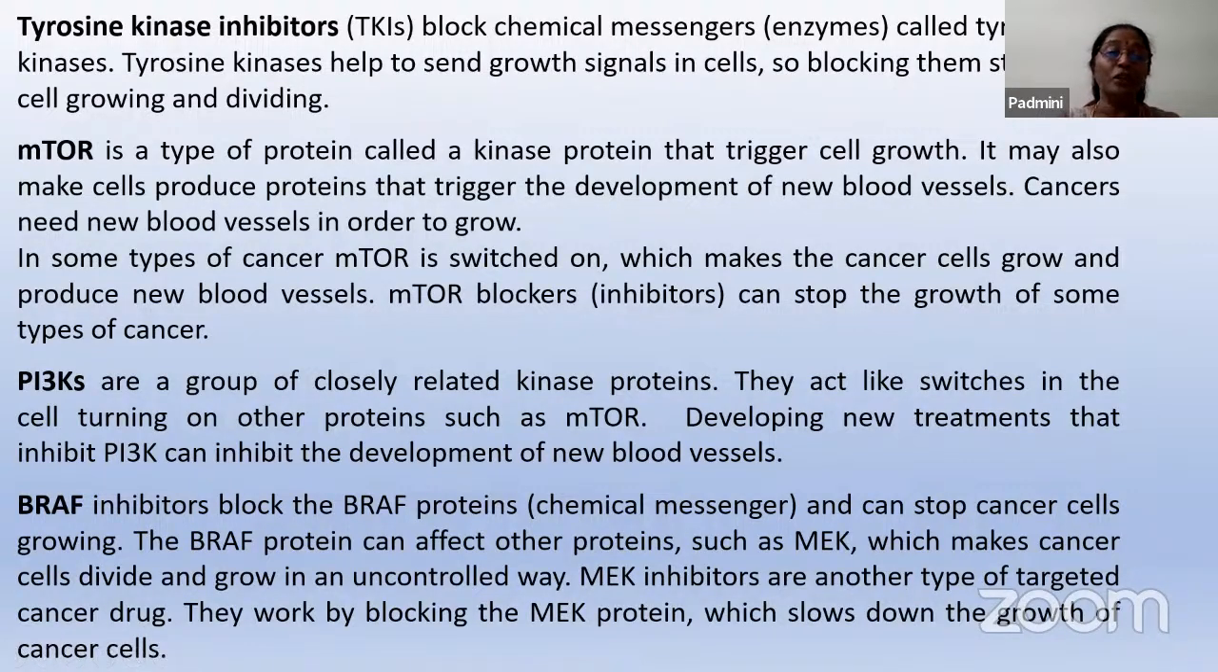Then you have one more inhibitor called BRAF. They block the BRAF proteins, and this can stop cancer development because the BRAF protein can affect other proteins such as MEK, which makes the cells divide and grow uncontrollably. MEK inhibitors are another type of cancer drug. They work by blocking the MEK protein, which slows the growth of the cancer cells. So these are the blockers. What are the blockers? Tyrosine kinase blockers, mTOR, PI3K, and BRAF. These are the genes that can block the cells from going into cancerous cells.